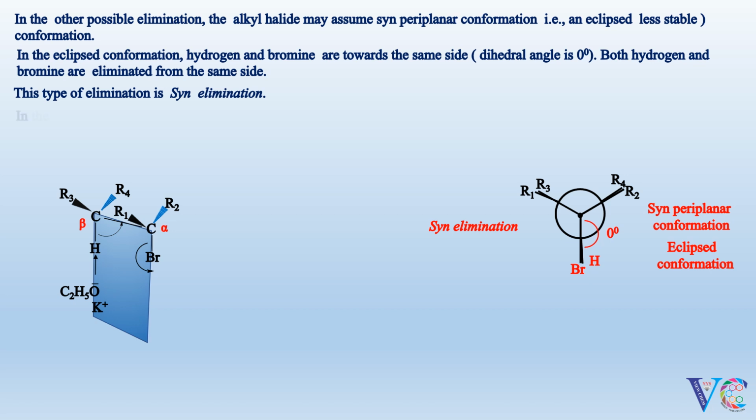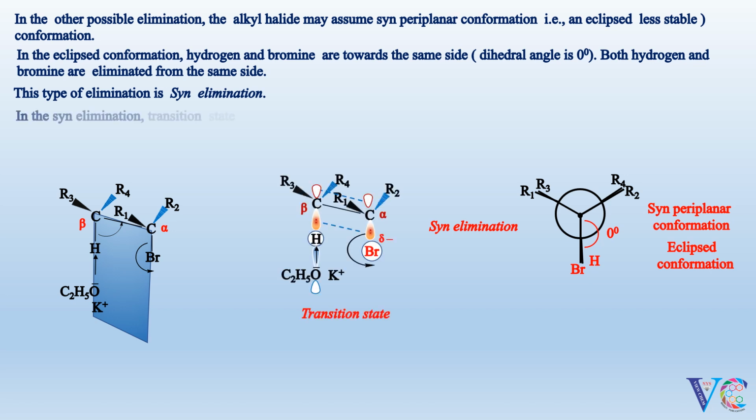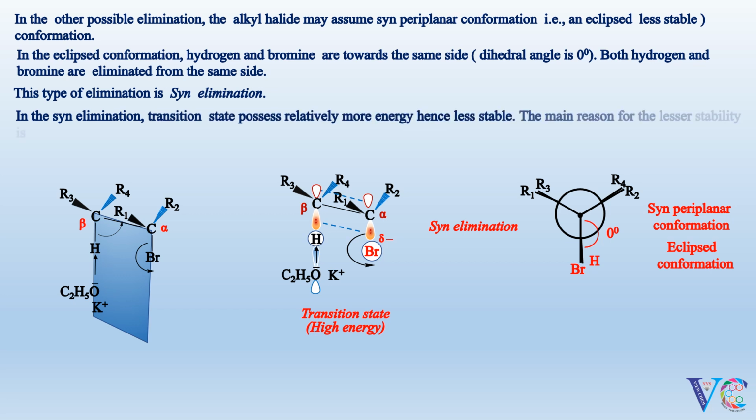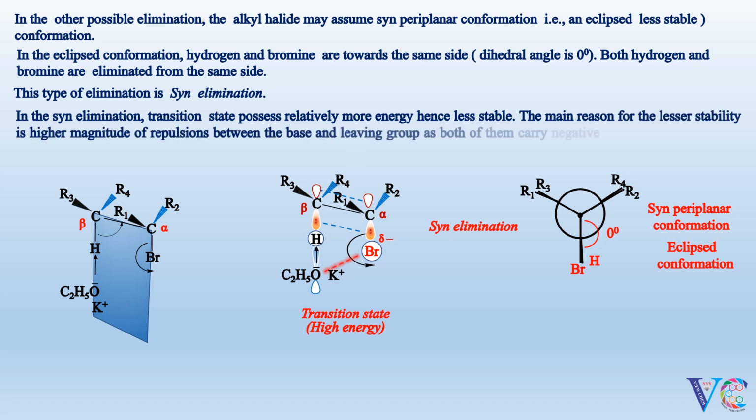In the syn elimination, the transition state possesses relatively more energy, hence is less stable. The main reason for the lesser stability is the higher magnitude of repulsions between the base and the leaving group, as both of them carry negative charge and are in close proximity.